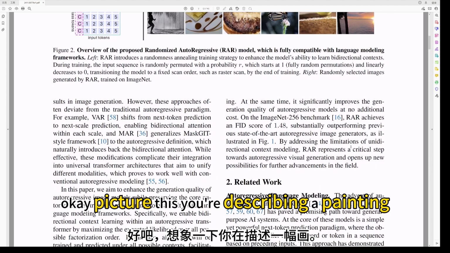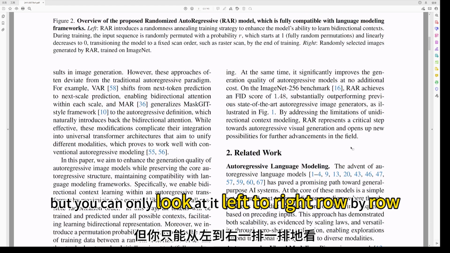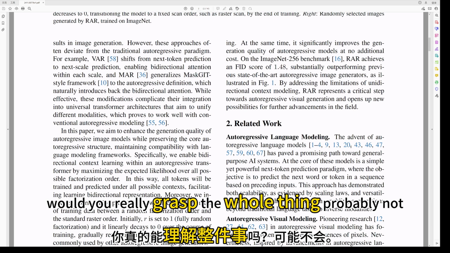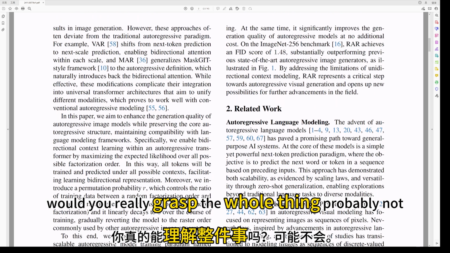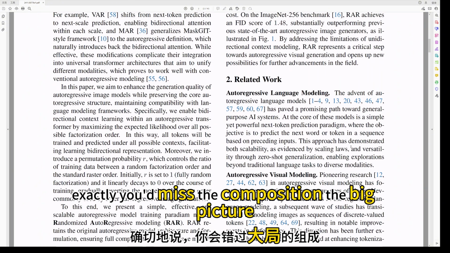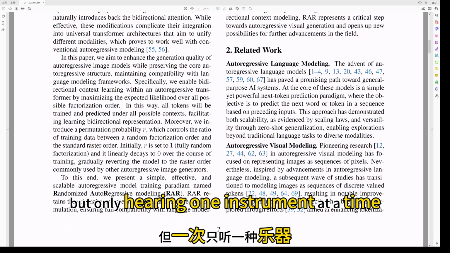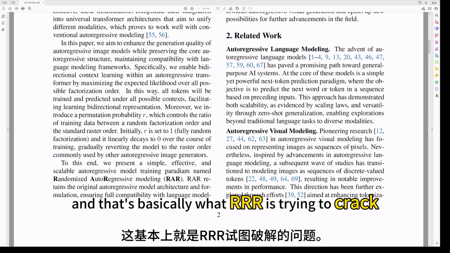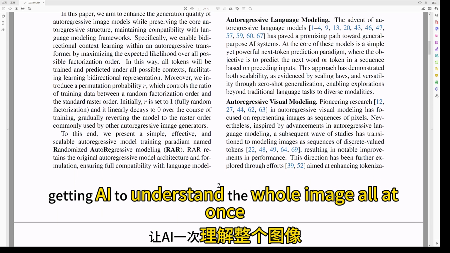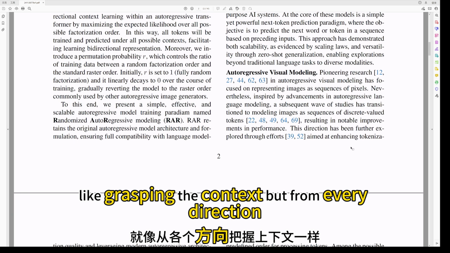Okay, picture this. You're describing a painting, but you can only look at it left to right, row by row. Like reading a book. Yeah, kind of. Would you really grasp the whole thing? Probably not. You'd miss how all the parts work together. Exactly. You'd miss the composition, the big picture. It'd be like listening to a symphony, but only hearing one instrument at a time. Perfect analogy. And that's basically what RAR is trying to crack. Getting AI to understand the whole image all at once. Nailed it, like grasping the context, but from every direction.